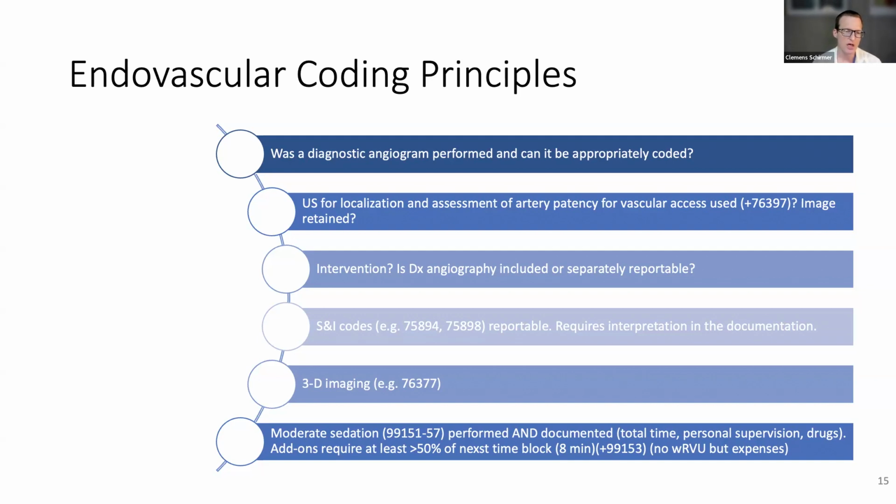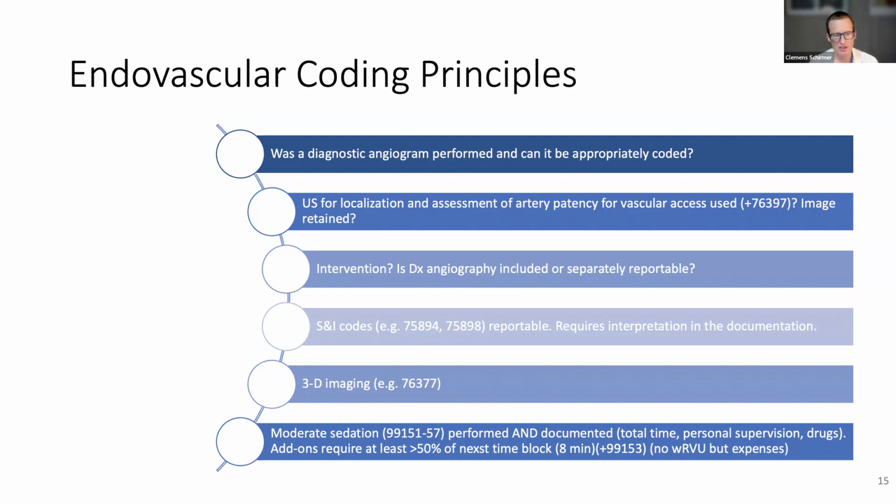Secondly, do you use an ultrasound for localization or assessment of the artery that you're accessing for vascular access? Did you do an intervention? Is there a separate or a bundled intervention code? To make a big example, intracranial embolization is a separate intervention code that is not bundled. But for example, a carotid stent or intracranial stent is an all-in bundled code that includes everything from stem to stern: access, diagnostic angiography, and everything else.